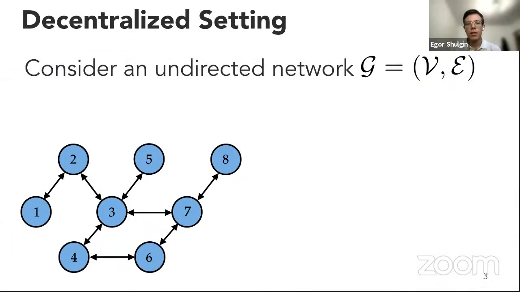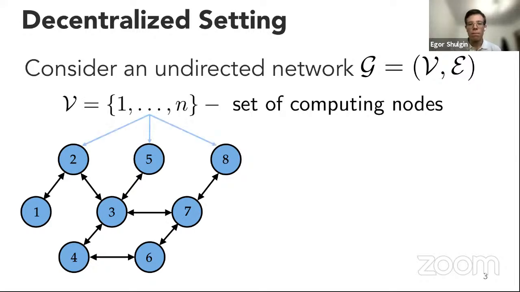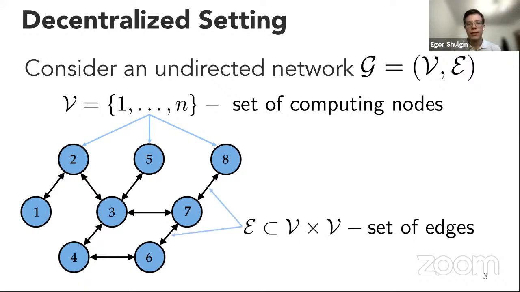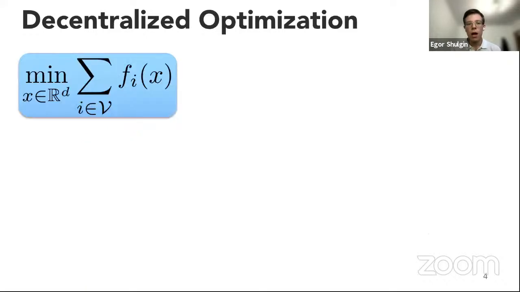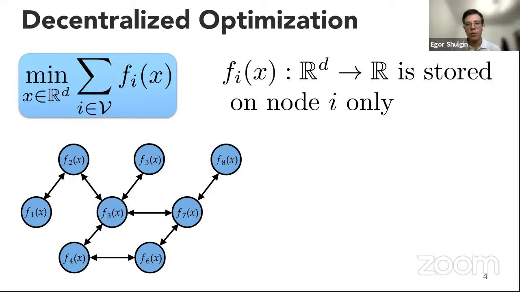In this work, we consider an undirected network G with V being a set of nodes from 1 to n, and E being a set of edges. Our goal is to find a solution of a finite sum minimization problem over R^d, where each data describing function f_i is available to the corresponding node i only.